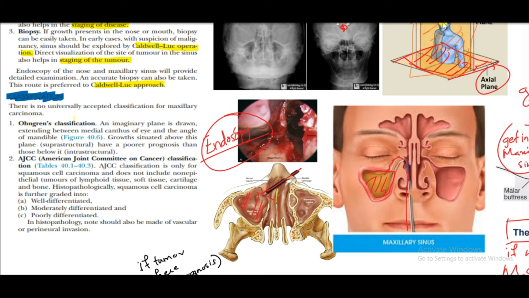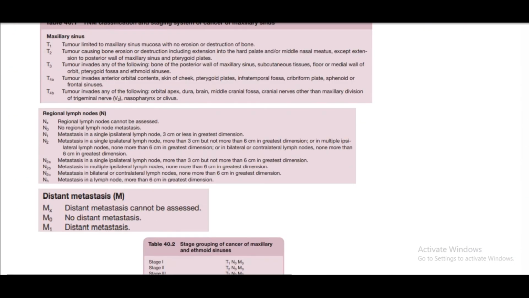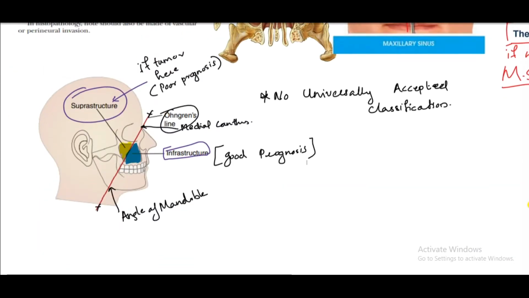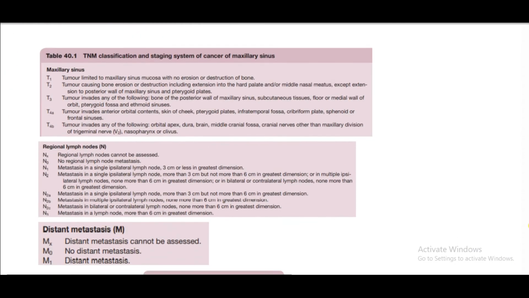Ohngren's classification is an imaginary plane extended between the medial canthus of the eye and the angle of the mandible. Growths situated above this plane have a poorer prognosis than those below it, that is, the supra and infrastructure. And the second one is AJCC. It's a TNM classification and staging system for cancer of the maxillary sinus.